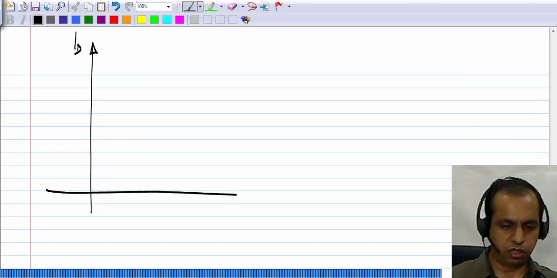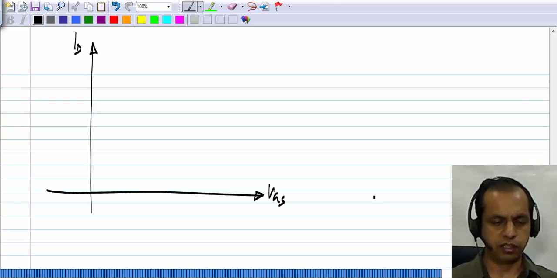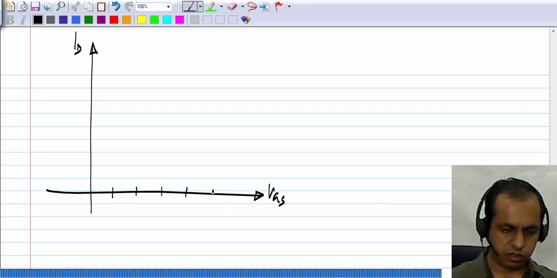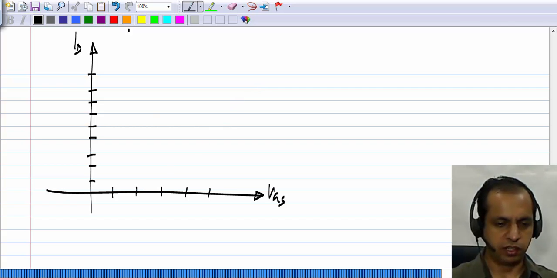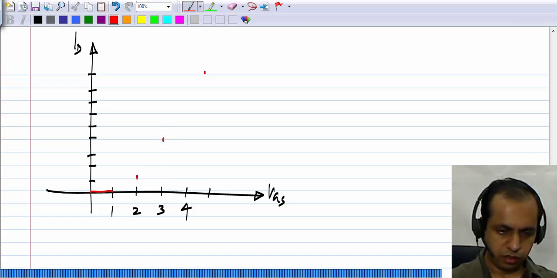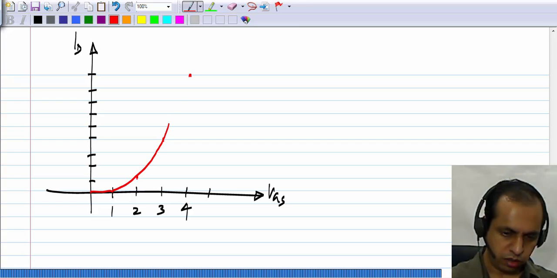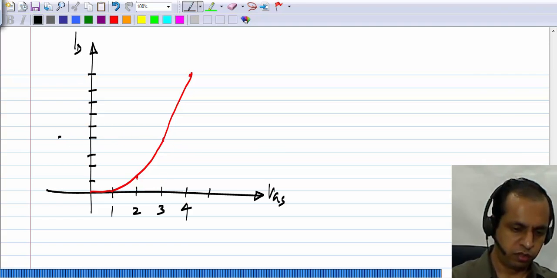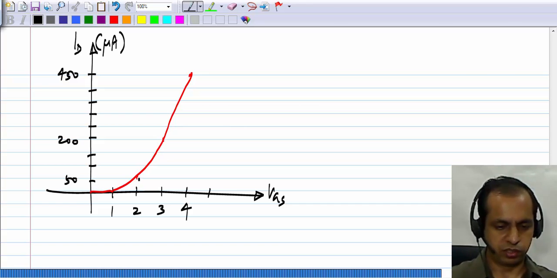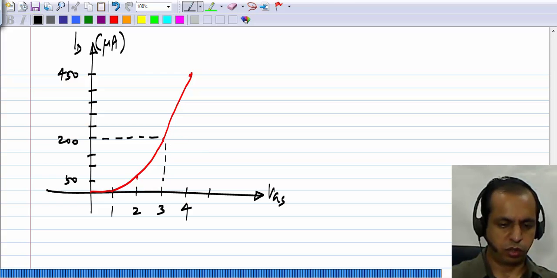The actual ID-VGS characteristic of the MOS transistor in saturation region is square law. This we know, right? And for our particular transistor, the current is 0 up to a gate source voltage of 1 volt, and it increases like that. At 3 volt gate source voltage, we have 200 microamperes. At 2 volts, we have 50 microamperes, and at 4 volts, we have 450 microamperes. And our operating point is over there.